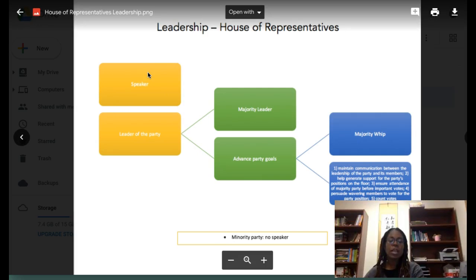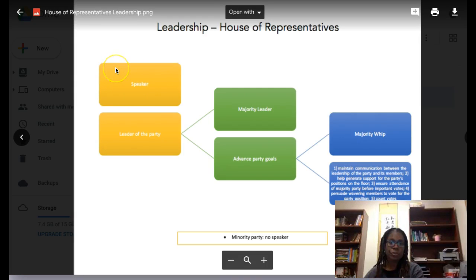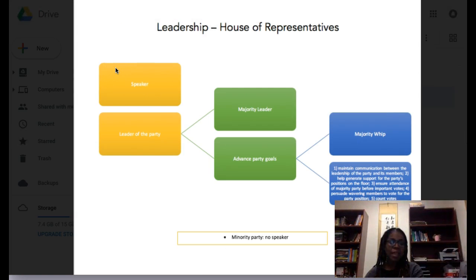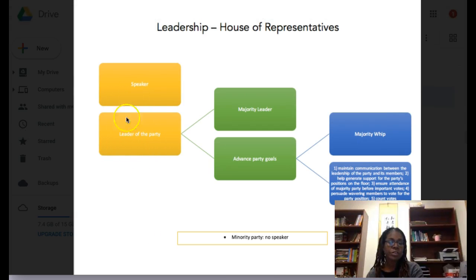Given that, we have the Speaker of the House. The Speaker represents the majority party, and they occupy the highest level in the House of Representatives. Because they occupy the highest level, they are the presiding officer, and they're considered the leading voice of the majority party. That's why you will see media outlets going to talk to the Speaker very often, because that's the top role in the House. So they're the leader of the party. Here you have the title, and a little explanation of who they are and what their role is.